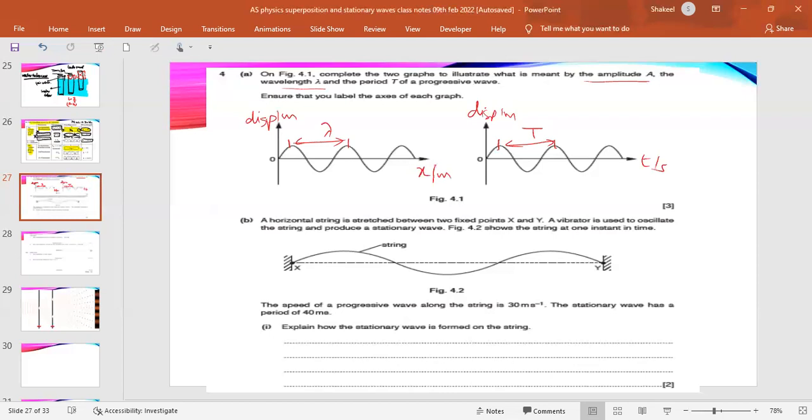Then next, they're saying that a rope is there between x and y. You're stretching it. The speed of progressive wave is 30.